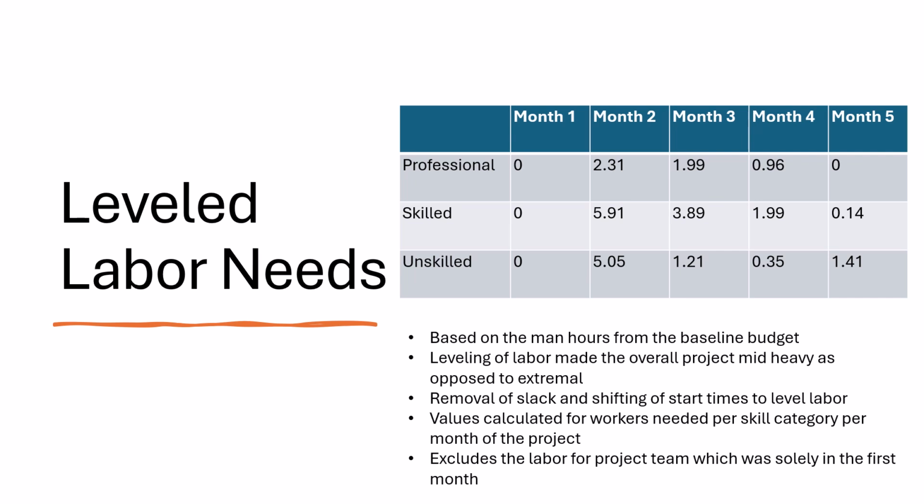The values were computed using the same methodology as previously stated, and these calculations revealed that the labor demands for the leveled budget were much more concentrated in the middle of the project. As you can see, a majority of the labor demands in this chart show that they occurred in months 2, 3, and 4.